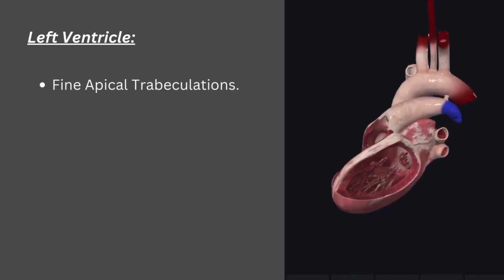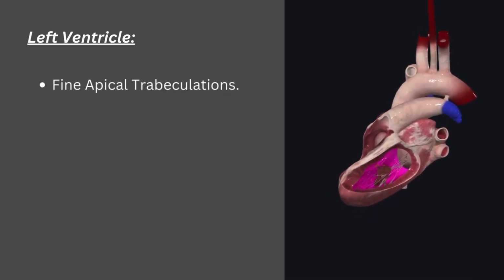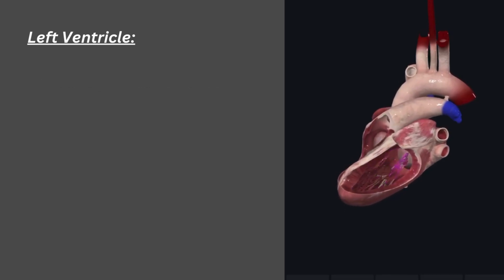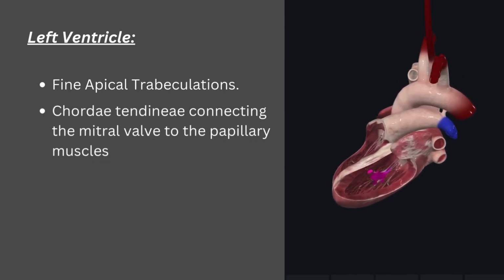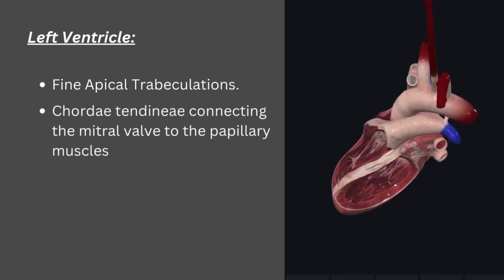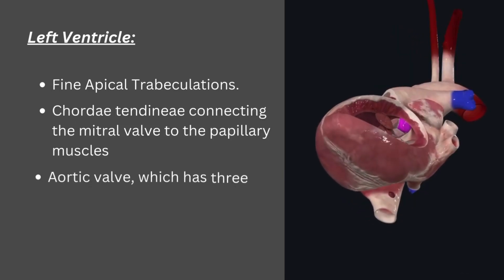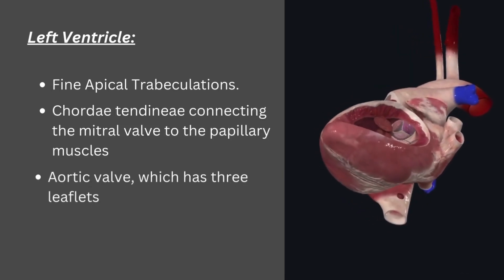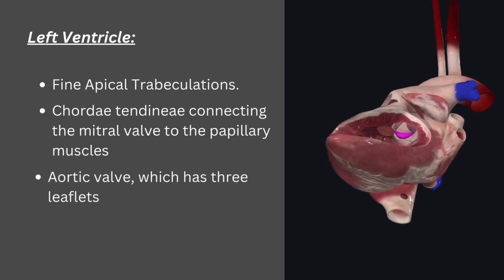Now let's look inside the left ventricle. We observe fine apical trabeculations and chordae tendineae connecting the mitral valve to the papillary muscles. Deep inside the left ventricle is the aortic valve, having three leaflets that pump blood out of the heart into the aorta.